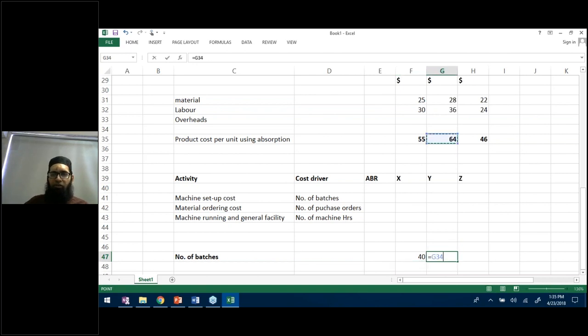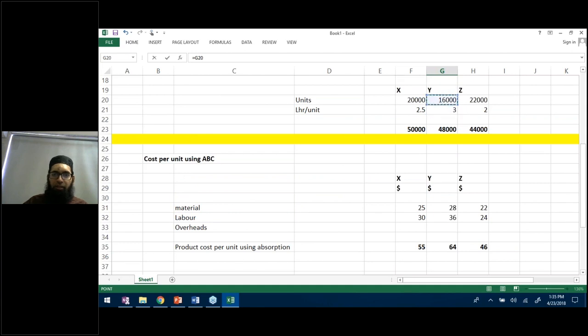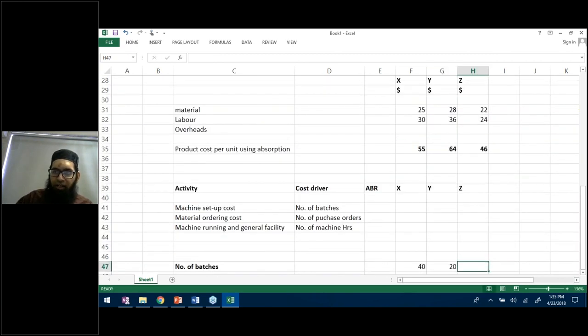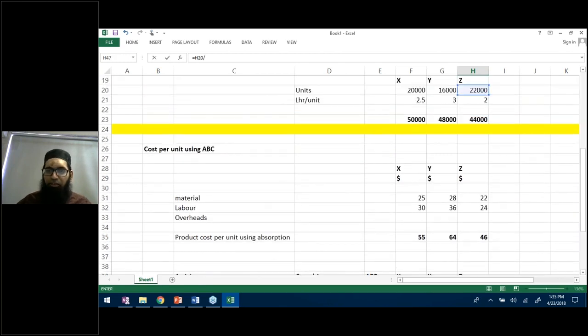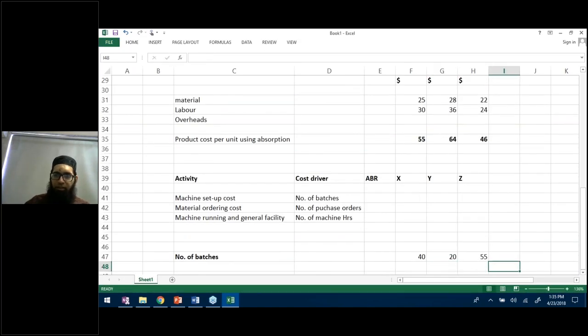Similarly, the number of batches for product Y will be number of units divided by the batch size, which is 800. And same is for product Z. So it will be units divided by the batch size, and the batch size was 400. That means the total batches will be, I'm writing the total over here, sum of all the batches of the product, and it is 115.